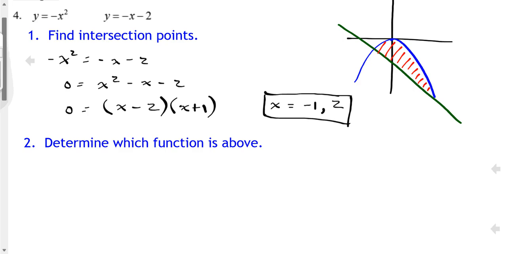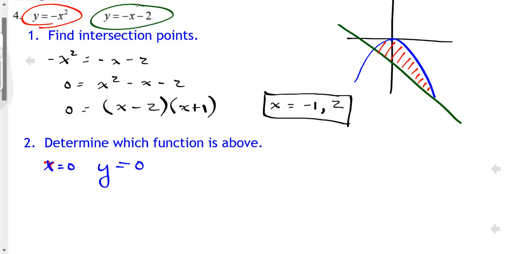So for my blue one, when x is equal to 0, y is equal to 0. And then for this green function, when x is 0, y is equal to -2. So then I know the blue one's above the green one, or the quadratic is above the linear function.